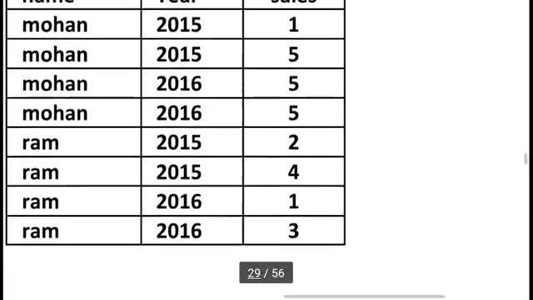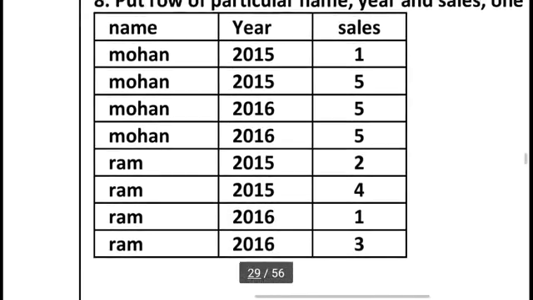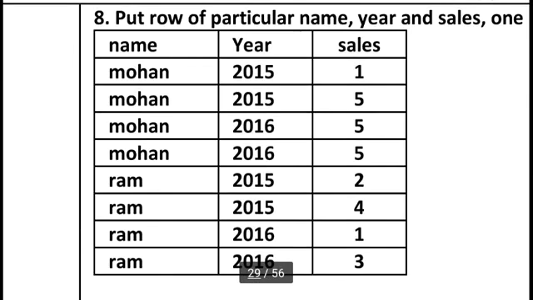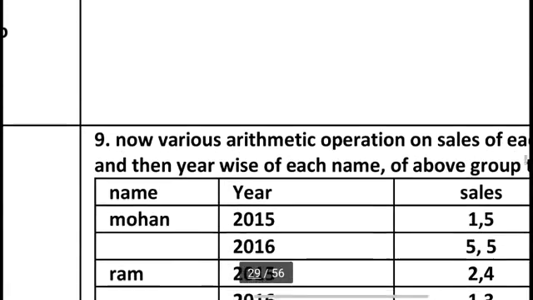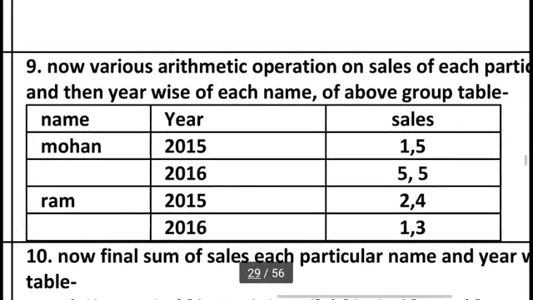So here this is our step by step grouping records, but for the analysis purpose we can compact this table. So the same kind of data we can write here only one time. So 2015 1, 5, 2016 5, 5. In Ram 2015 2, 4. So this is our group by table.